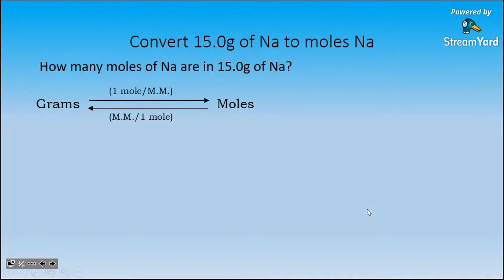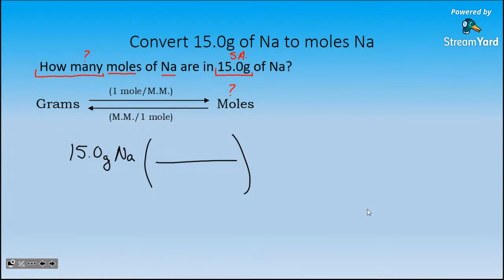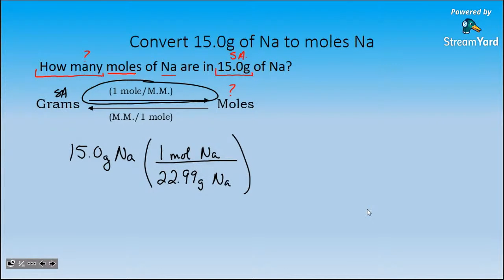Here's another example. 15 grams of sodium to moles of sodium. So again, I'm going to diagram this word problem. How many, that's my question, and it refers to moles. So that's what I'm solving for, of sodium. So that's my starting amount, and it tells me 15 grams. So when I set this problem up, my 15.0 grams of sodium out in front, and then my conversion factor. And again, because I'm starting with grams and converting to moles, I'm going to take this upper road of 1 mole per the molar mass. So on top, or in my numerator, 1 mole of sodium per the molar mass of sodium, which again is going to be that 22.99 grams of sodium that we look up from the periodic table.